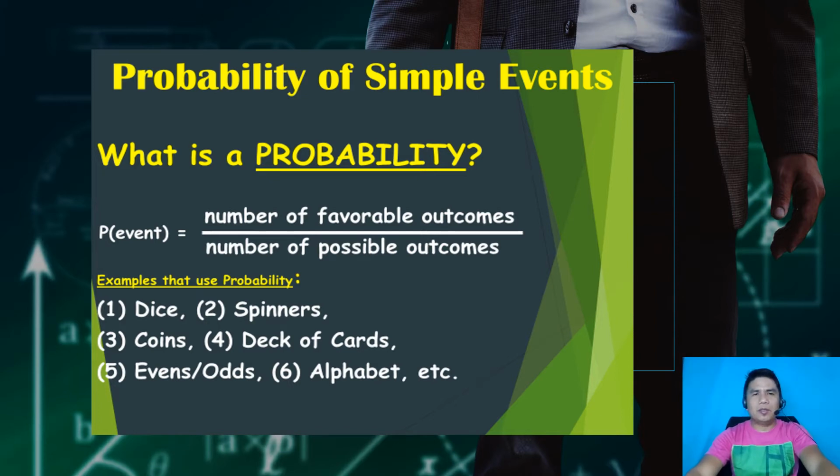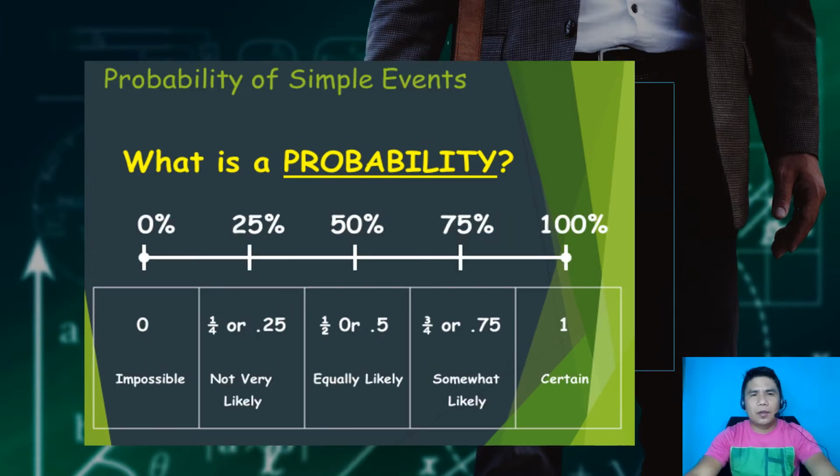And we have here some examples of objects or entities that use probability, like the dice, the spinners, the coins, deck of cards, the numbers, even and odds, and even the letters in the alphabet, and so on. Probability is usually expressed in percentage like 0%, 25%, 50%, 75%, and 100%. It is also expressed in fraction and in decimal.